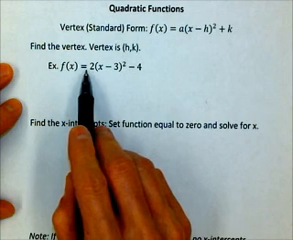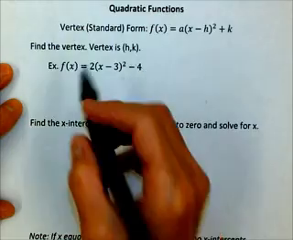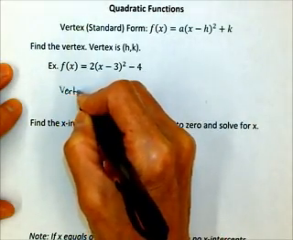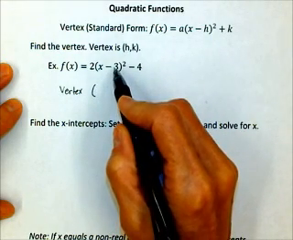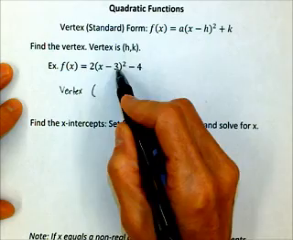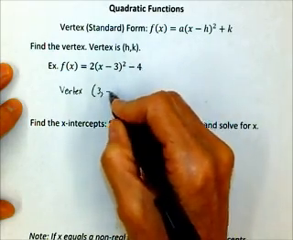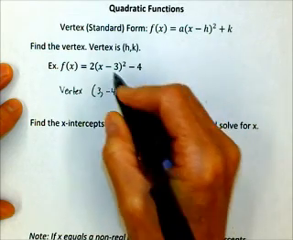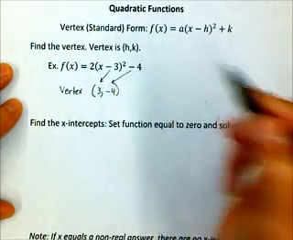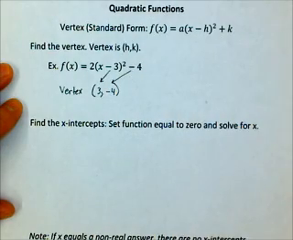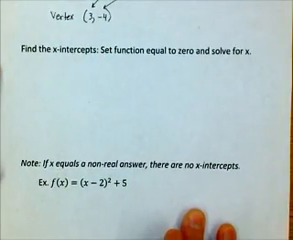So let's look at an example. f of x equals 2, parentheses x minus 3, close parentheses squared minus 4. My vertex I can find simply by looking. h is 3 and k is minus 4. Notice that this changed signs and this did not, and that's all we have to do to find the vertex. So that's what's handy about this form of the quadratic function.